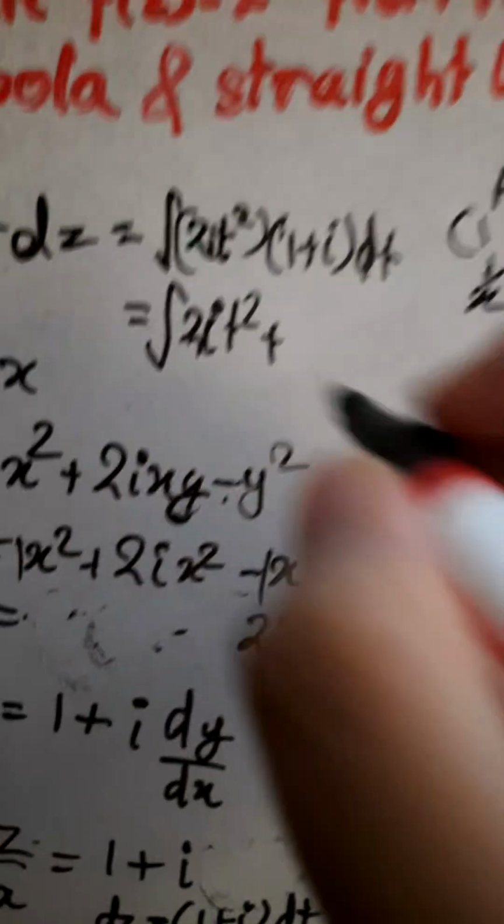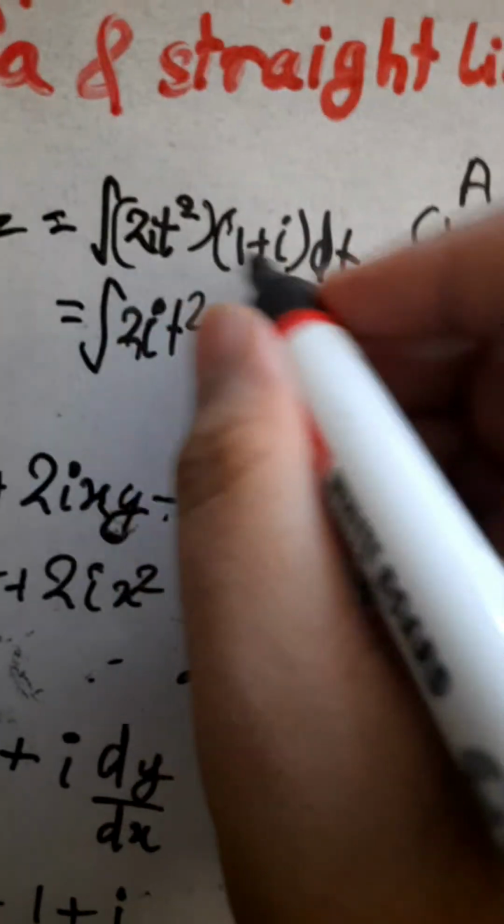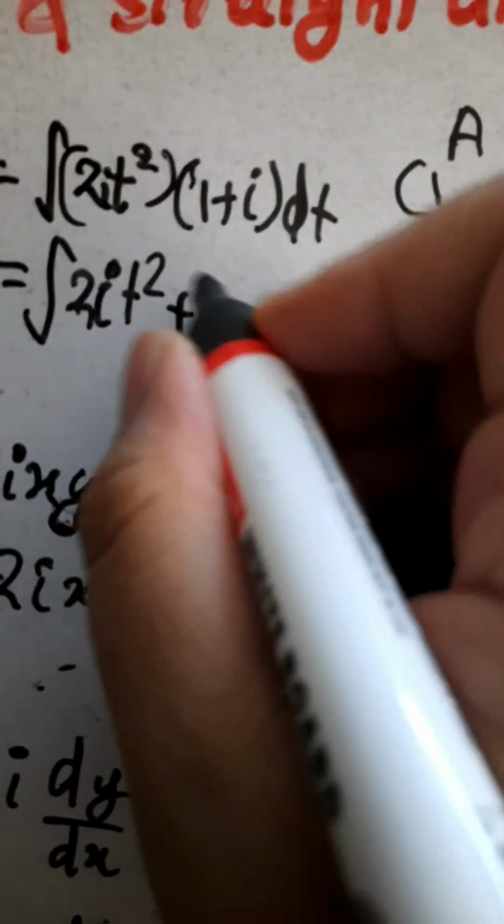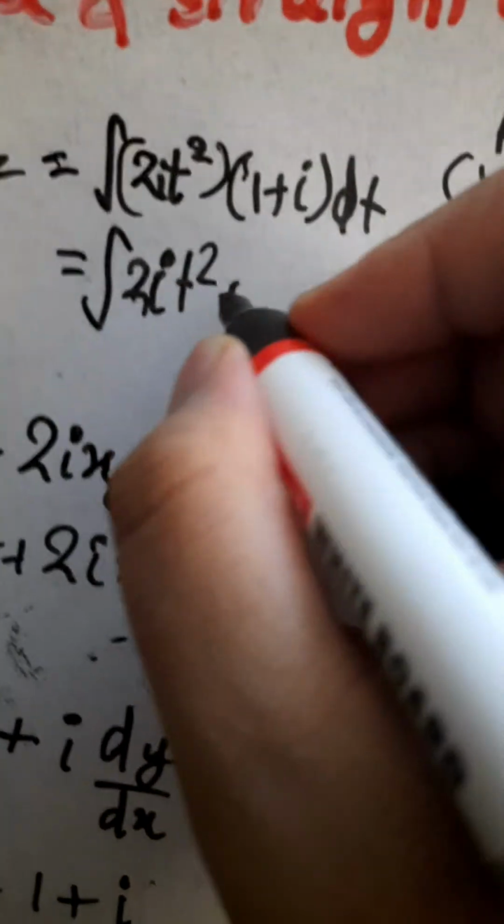Okay, yeah. So now if we multiply this 2it square by i, then i is already present here.